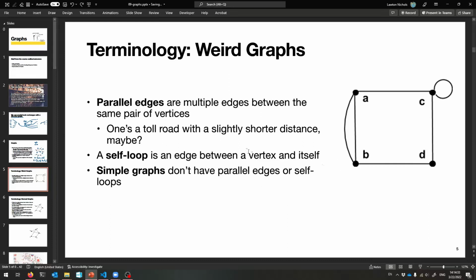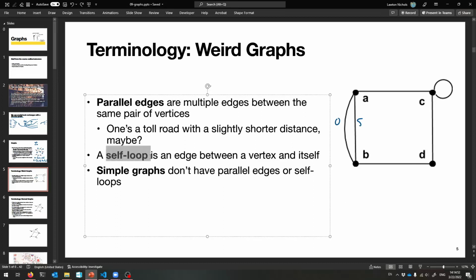That is weird. And so maybe one is like the normal road and one's like a toll road that you have to pay for, but the distance is shorter. So like you got to pay $5 to go on a straight path maybe. That is a parallel edge. That seems weird, but it's possible to have it.